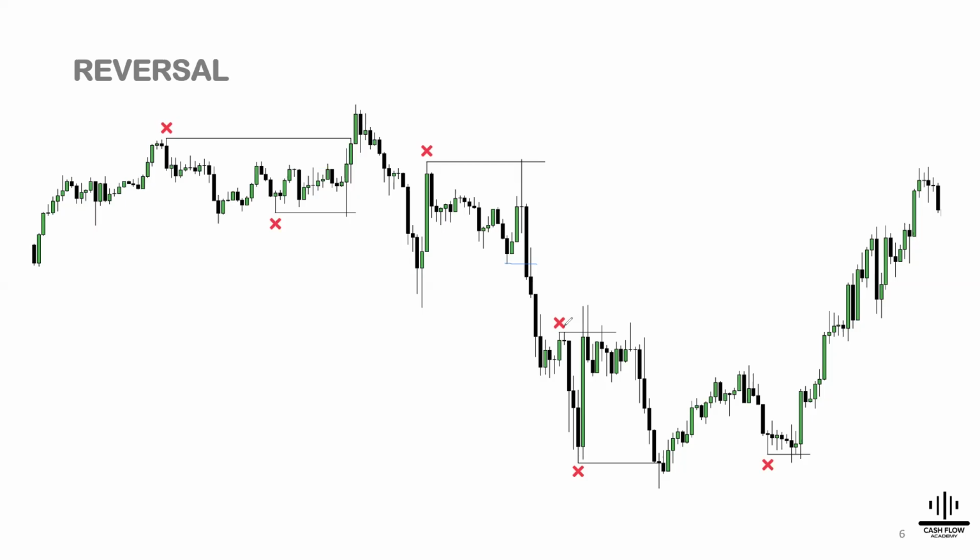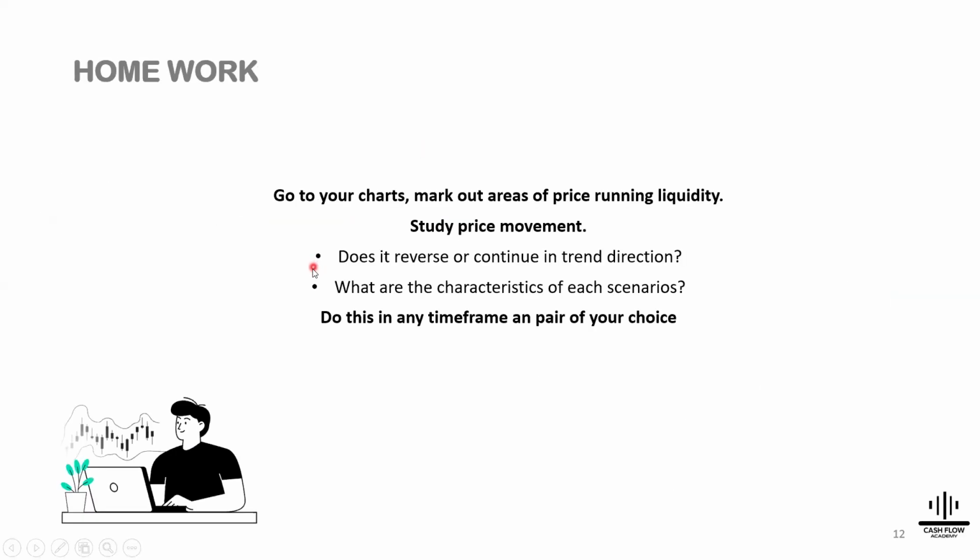But as soon as price grabs this high, you can see just a wick, 1, 2, price rallies lower. So that's just one thing you can take note of. You can do this in any time frame or pair of your choice.